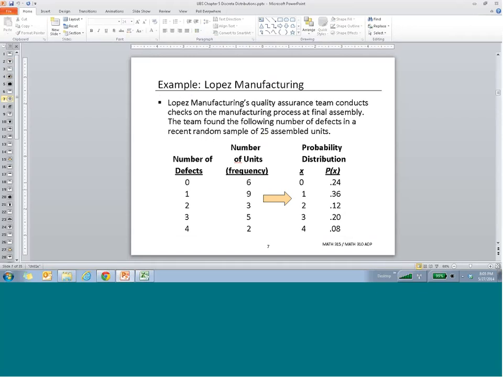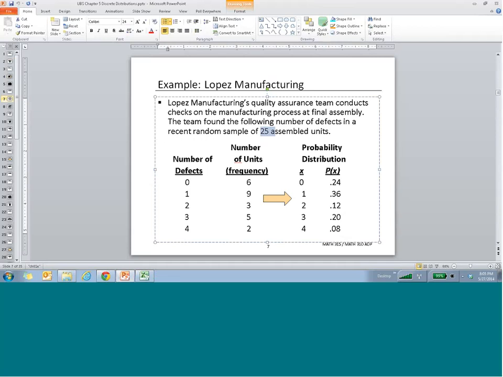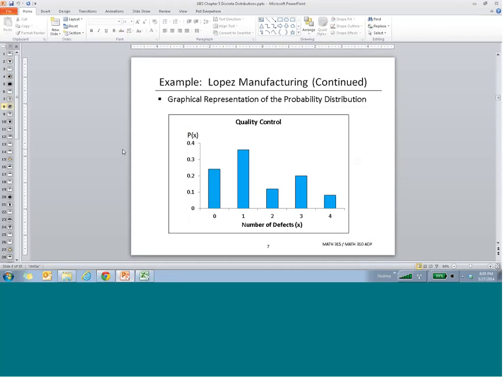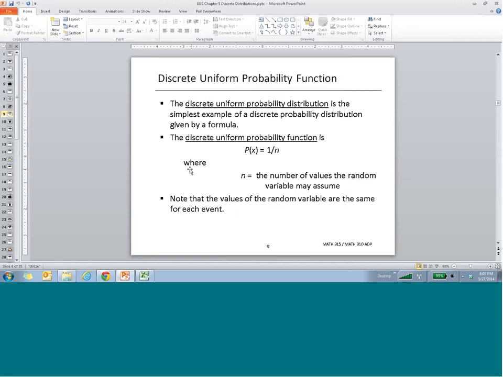In this case, remember, this is what we did at the beginning. We had our 25 units, and we counted the number of events that happened, and then we calculated what the probability of those was. 24% of the time, you would have zero defects. This is exactly what we did in chapter 4. Here we just did a funky graph of it. Anybody want to remember how? I'll show you again how to do graphing. But we've got an example problem coming up.